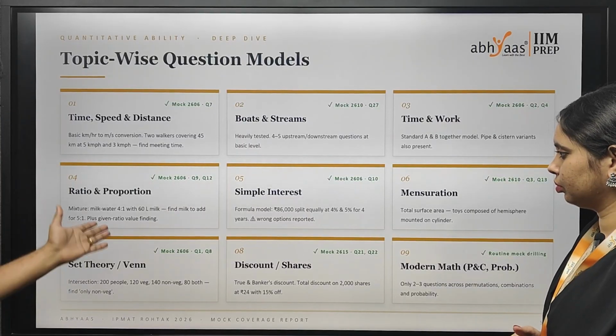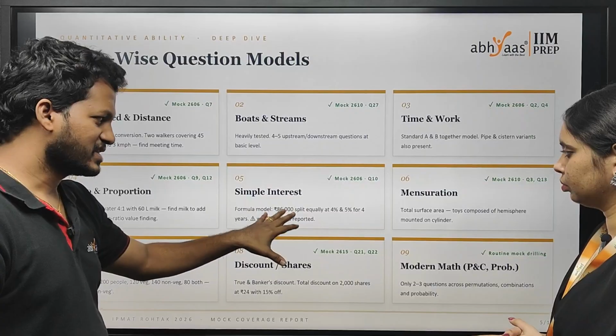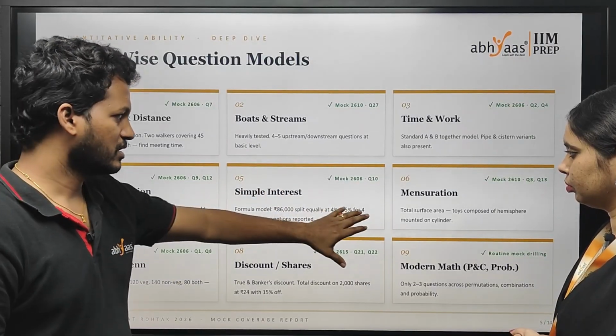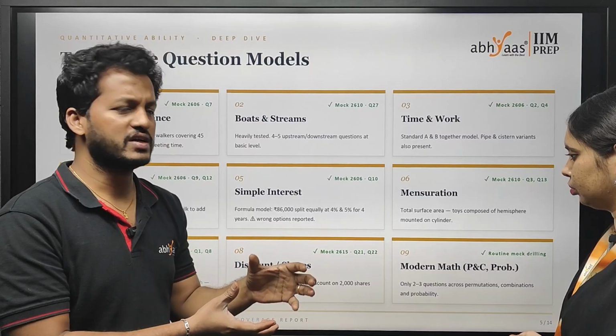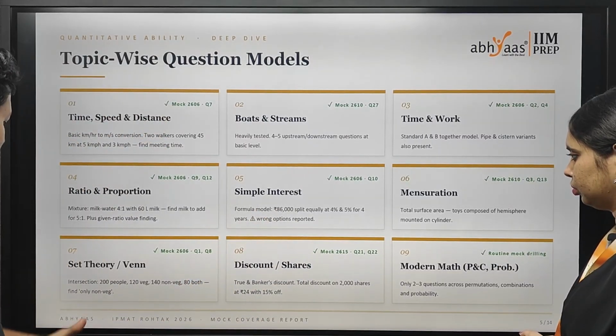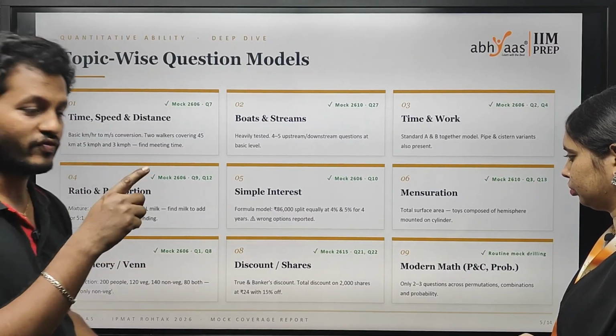And coming to ratio and mixtures, milk and water proportion, a very easy model. Simple interest, as I said, has a mistake in the options. Leaving that, mensuration: toys composed of a hemisphere mounted on a cylinder, these things are very easy. And set theory, writing those in Venn diagrams: 200 people are there, 120 veg, 140 non-veg, and these can easily be solved through Venn diagrams.